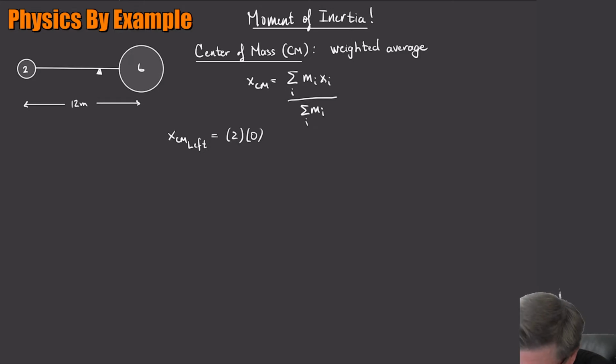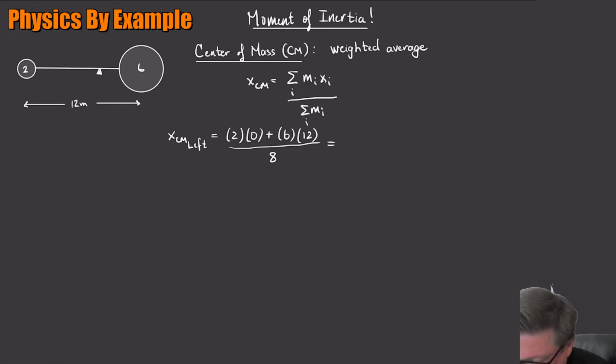Okay, and then I'm summing all these things together, 6. What is its distance away from the point I've chosen? 12. And then what's the sum of all the masses together? Sometimes people mess this up because you say, oh, I didn't have to include the 2 before, I don't have to include it now. No, you do. You always have to include the 2 in the bottom. So it is all the masses added together. So this is 8, 6 plus 2.